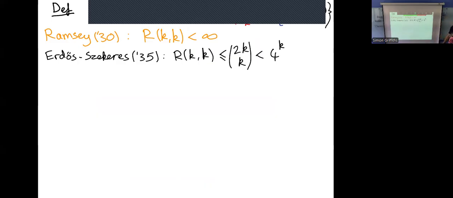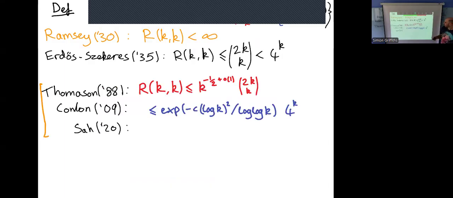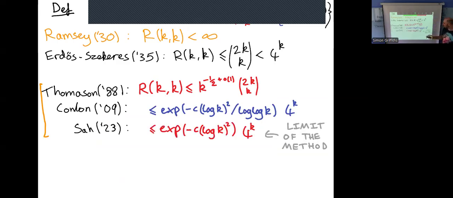So let's talk about upper bounds. As we've already mentioned, we have Ramsey showing the upper bound is finite, and Erdős and Szekeres giving the first effective upper bound. So in the diagonal case, it'd be 2k choose k, which is at most 4^k. And these are the improvements that have happened since.